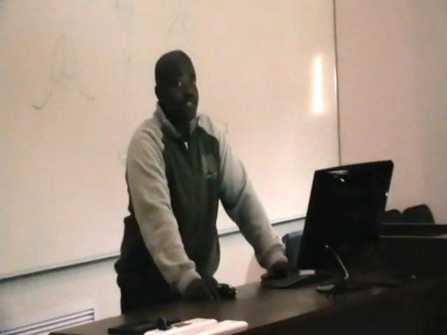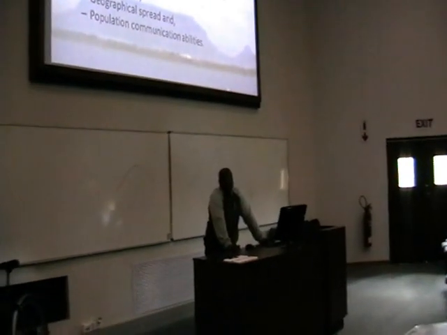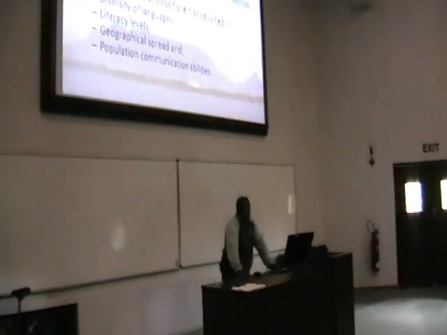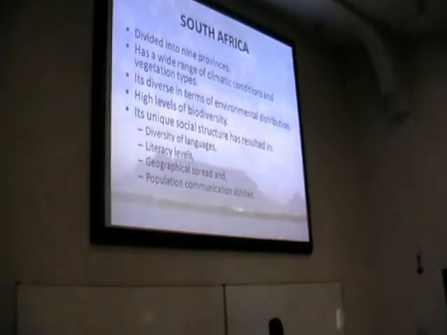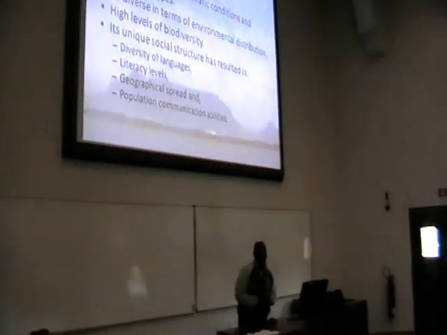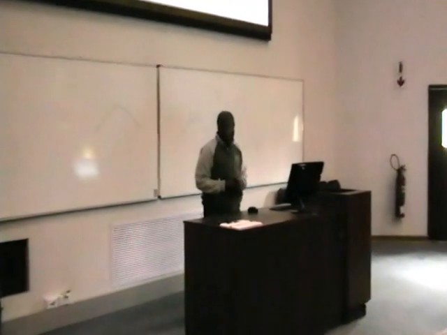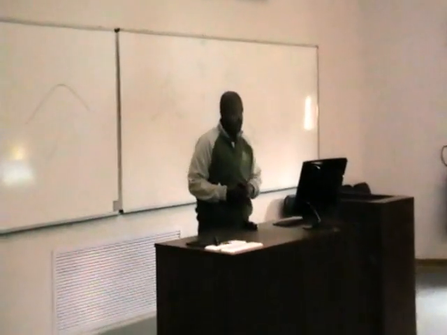Looking at South Africa, the country is divided into 9 provinces. It has a wide range of climate conditions and types of vegetation. It is highly diverse in terms of environment. Looking at the unique social structure of the country, we have diversity of languages, literacy levels, geographical spread, and population communication abilities.